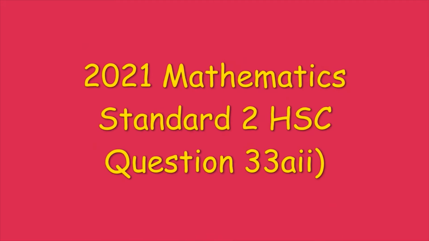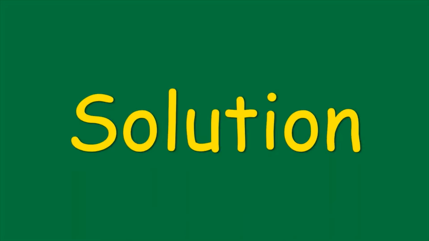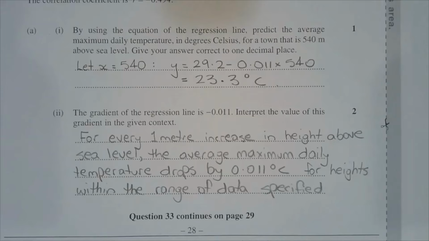Part A, II. The gradient of the regression line is negative 0.011. Interpret the value of this gradient in the given context. Interpreting the value of this gradient in the given context, for every 1 meter increase in height above sea level, the average maximum daily temperature drops by 0.011 degrees Celsius for heights within the range of data specified.